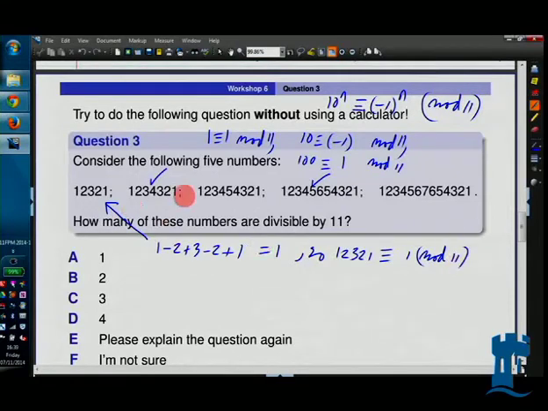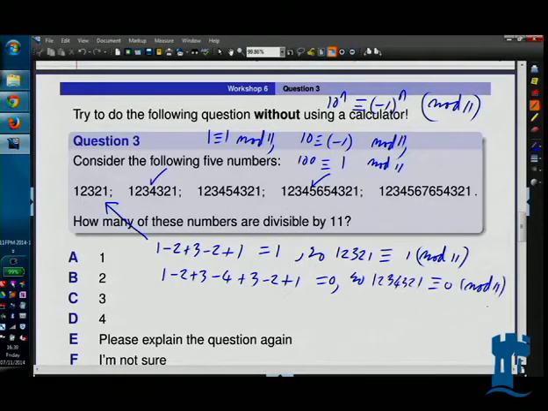Whereas this one, 1 take away 2 plus 3 take away 4 plus 3 take away 2 plus 1, that does come out as naught. So this one is divisible by 11. Let's just check I got it right, so let's have a look. 1 plus 3, 4, 7, 8. And then you're losing 2, 6, 8. So that's naught. So 1, 2, 3, 4, 3, 2, 1 is congruent to naught mod 11. Congruent to naught means divisible by, so that one's divisible by 11, and so on.